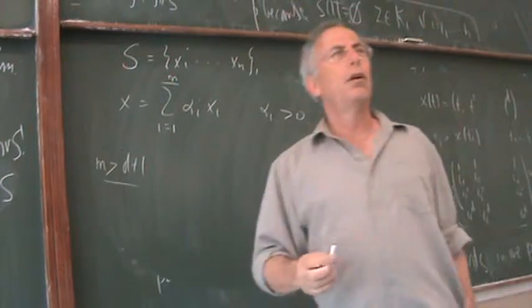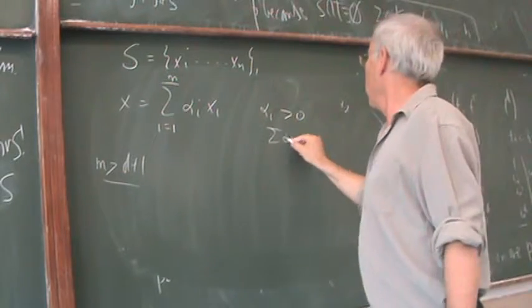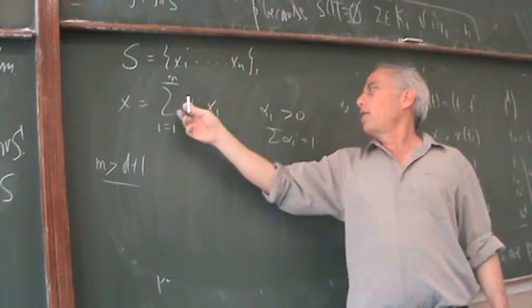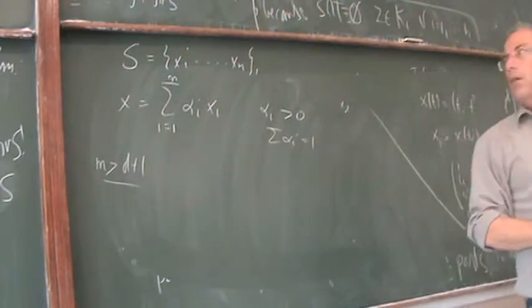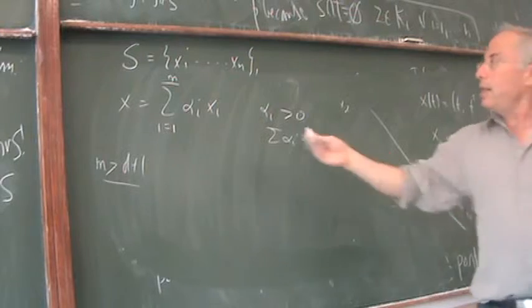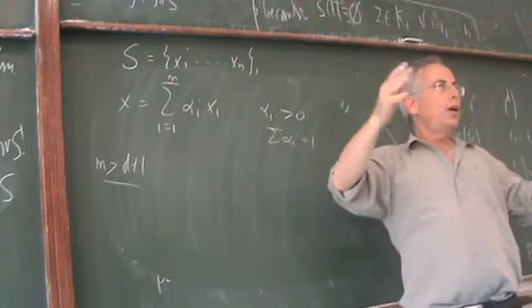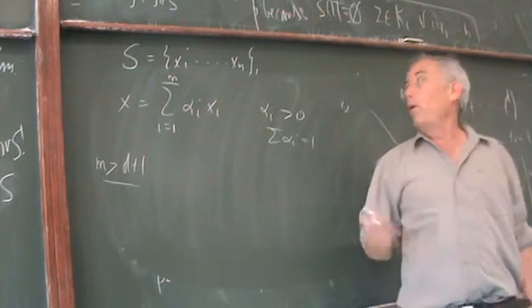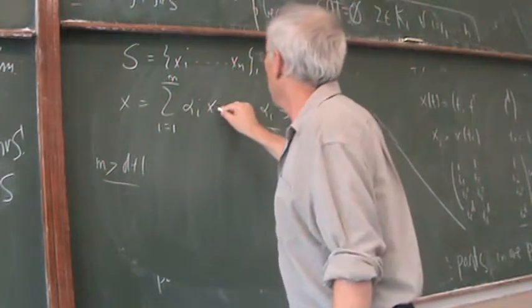So let's say we have x as a convex combination of m points, and m is bigger than d plus 1. Let's assume the alphas are strictly positive, because I take here m, which is smaller than n, so if there are some points with zero coefficient, we just disregard them. Now, if m is d plus 1, then we are already done.